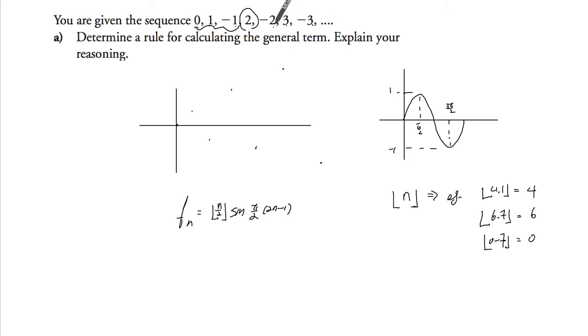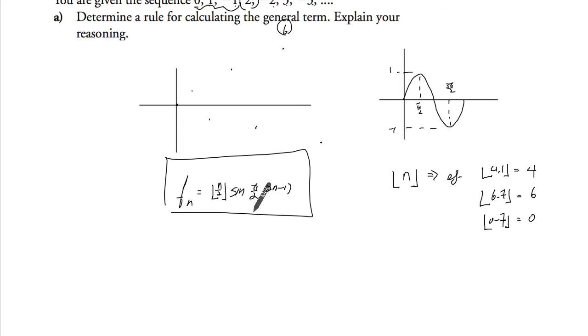Floor of 5 over 2 is also 2. And then floor of 6 over 2 is 3, so this will give you 3 times sine of the correct value. So this is a general term for that. Now this is a pretty fancy formula. This is not the only answer, right?